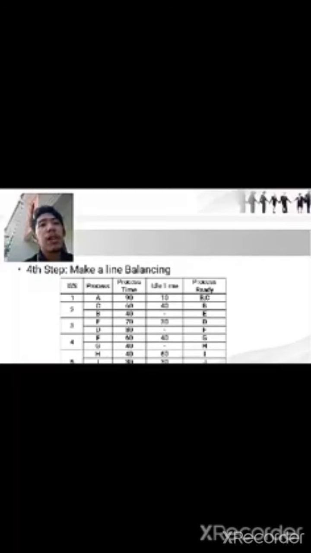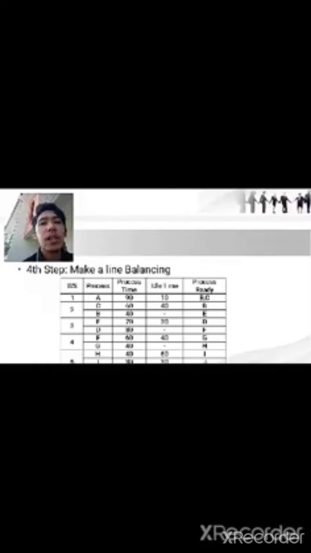So 100 in our cycle time deducted by the process time of 90, and the result is our idle time is 10 seconds. So the process ready will be process B and C. So we proceed to workstation number 2.